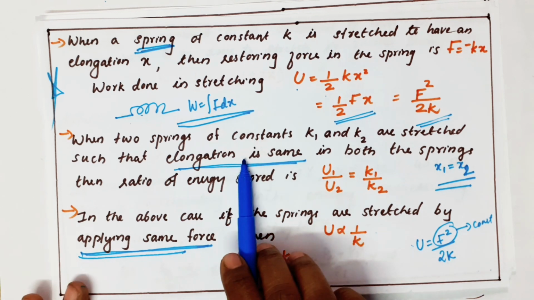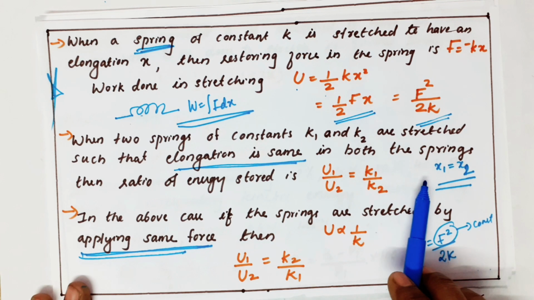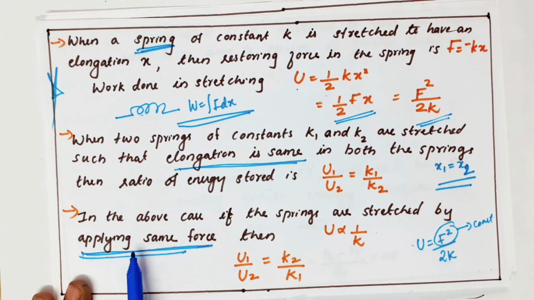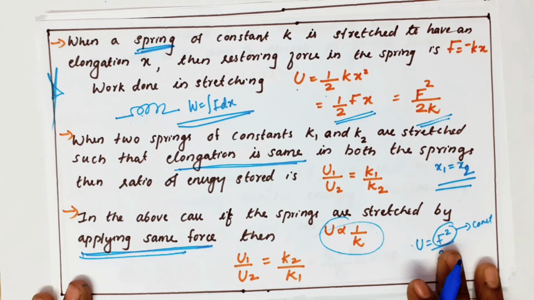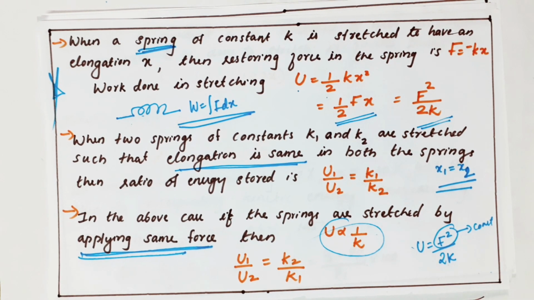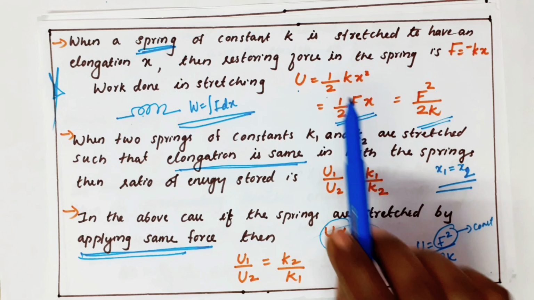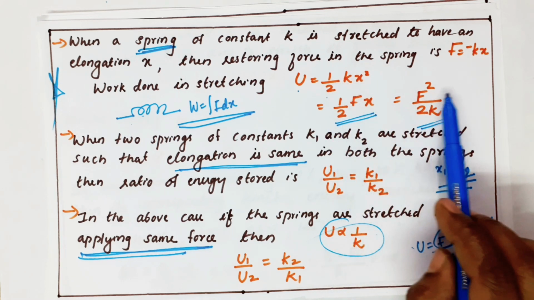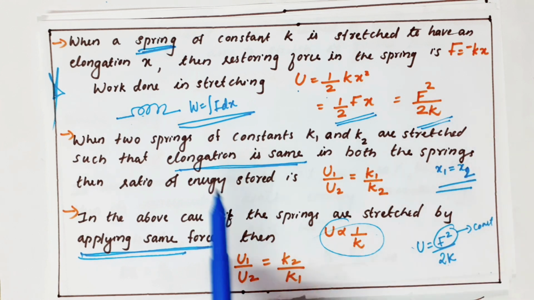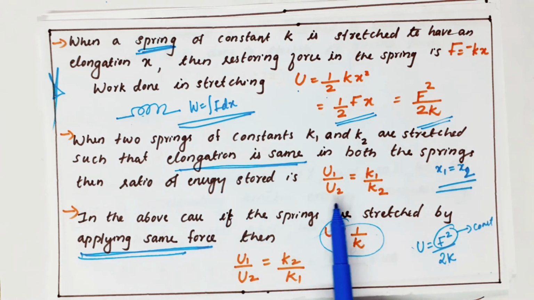So if the elongation is the same, u is proportional to k. But if the force is the same, u is inversely proportional to k. These are about the spring. What is the force? Minus kx. What is the energy? Half kx square, or half fx, or f square by 2k. And if the elongation is the same, u1 by u2 is proportional to k1 by k2.